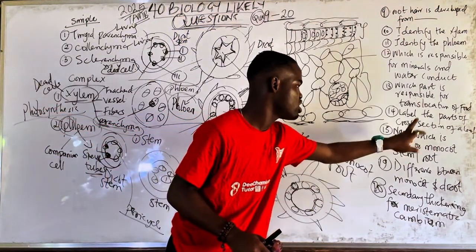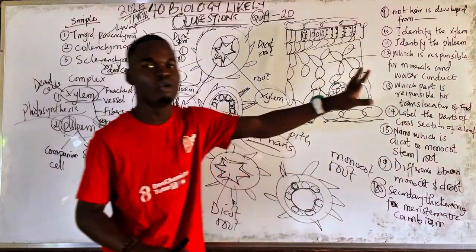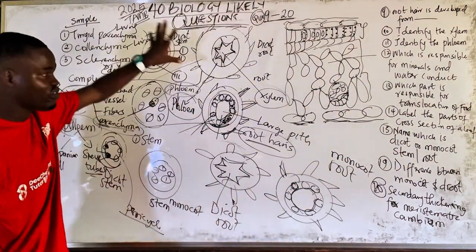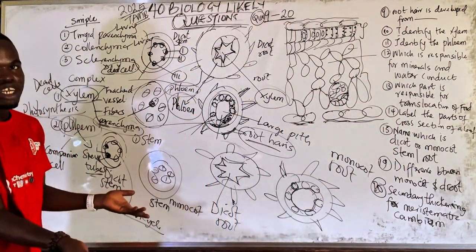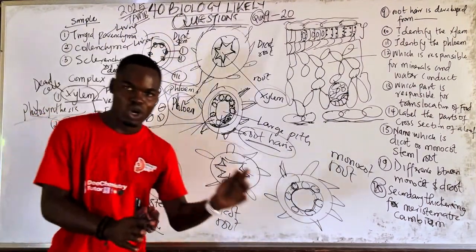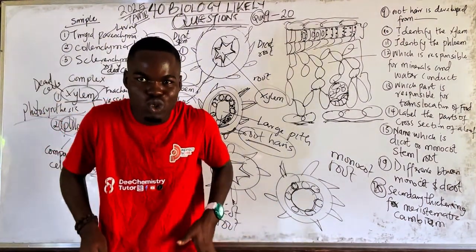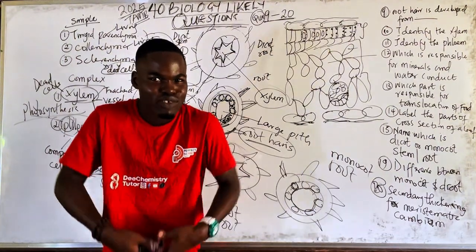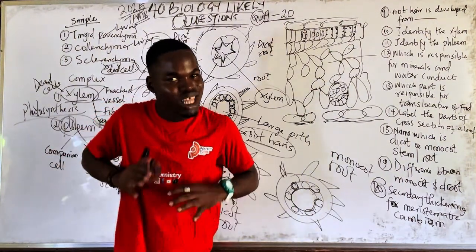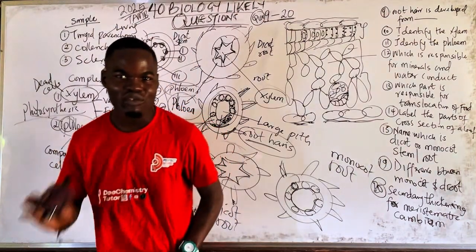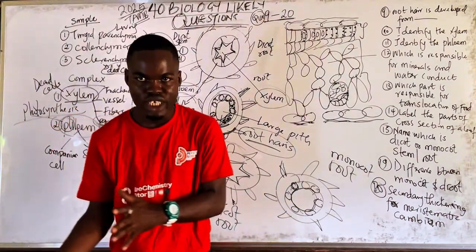Now, name which is dicot or monocot stem or roots, because I want to finish this before I go to that. Now, of course, I already told you. How do you know monocot stem or dicot stem? For stem, it is vascular bundles that is the major thing because stem is for conduction. Right? What are the vascular bundles? The xylem and the phloem.